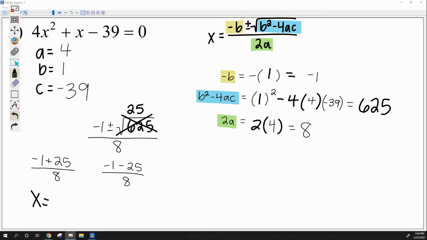What do you get? X equals 3. That is one of your answers. Now type this one in. If you're on Desmos, all you have to do is change that plus to a minus. It's -3.25.